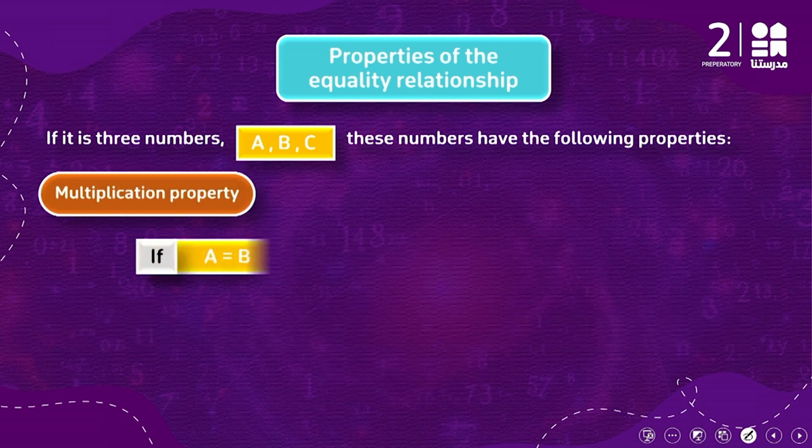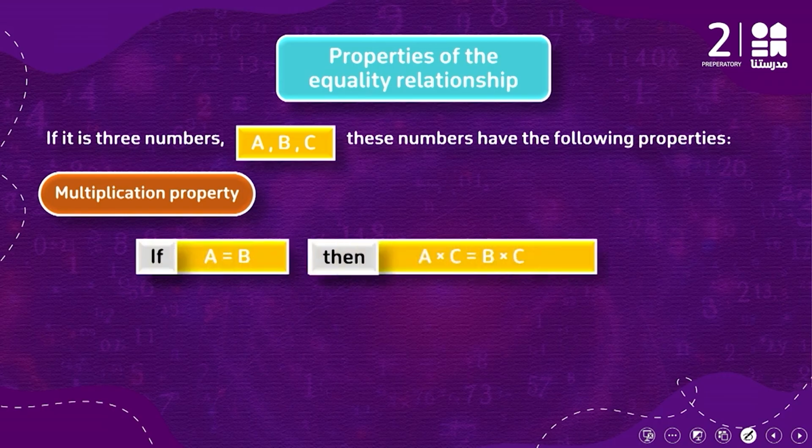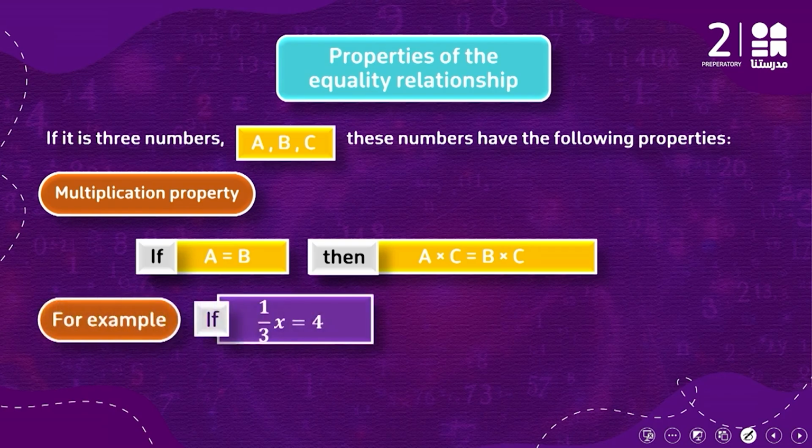Multiplication property. If you have a equal to b, and you need to multiply something to one side, you have to multiply the same value to the other side. For example, if you have 1 over 3x equal to 4. Now that means x is divided by 3.